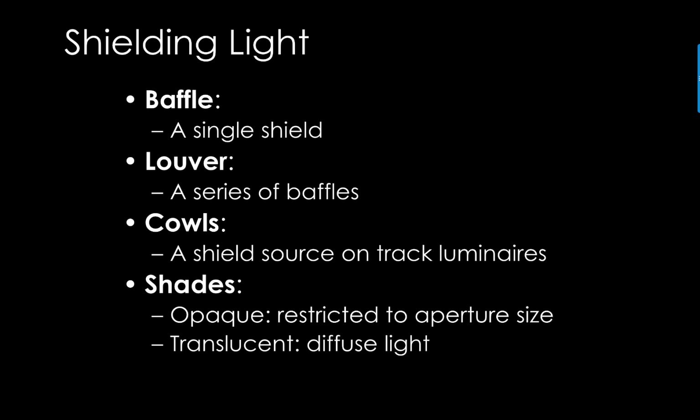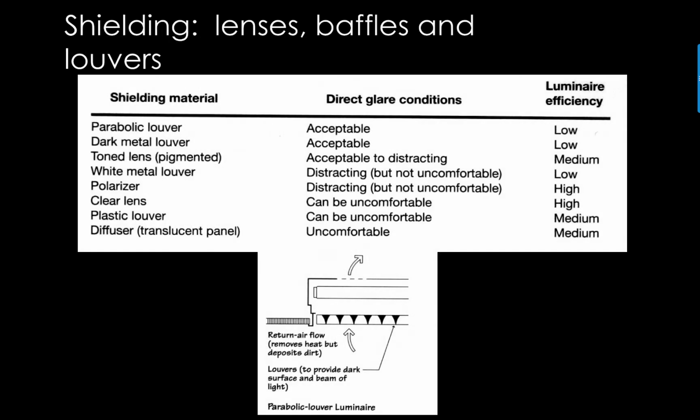A louver is a series of baffles. Cowls are another thing that you typically see on track fixtures, and then shades, again, window shades or light shades we're very familiar with. And there's a number of different features of each of these.